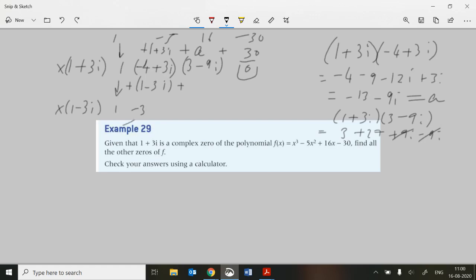And now we need to times, remember, by this thing in front. So we've got 1 minus 3i times minus 3, minus 3 plus 9i there. And you can see that when we're getting minus 3 plus 9i, it's the negative of this thing up here. When we add those two things together, we're getting a 0.